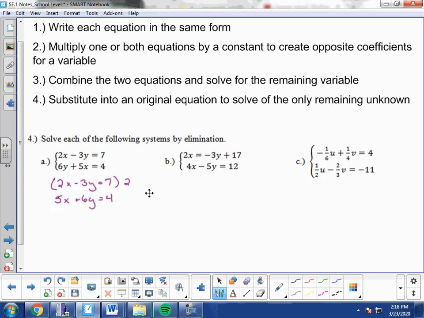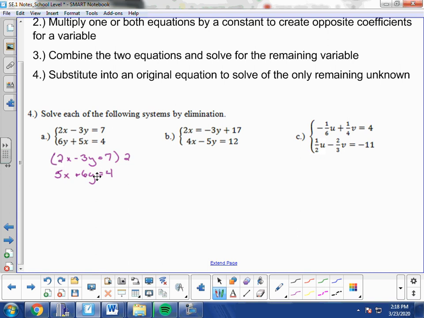Now, I can't just multiply the y by 2. I need to multiply the entire equation by 2. So what that gives me now is 2 times 2x is 4x, minus 3y times 2 is 6y, and then 7 times 2 is 14. Now, the second equation I did not change, so I'm going to leave it the way that it was written. So now I can see that these two variables, y, have opposite coefficients.